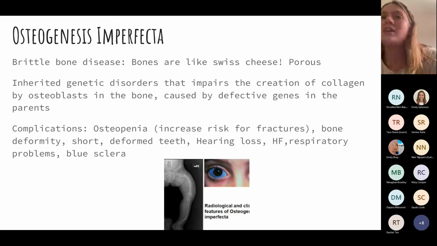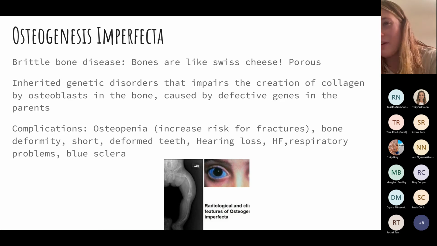Osteogenesis imperfecta, this is our brittle bone disease. So our bones are porous. Fortunately, this is a genetic disorder. So unlike osteoporosis, it is a genetic issue. It's not necessarily because of diet, immobility, etc. But essentially, these patients are having a hard time creating collagen. Collagen helps us make our bones a lot more solid. So major complications: osteopenia, brittle bones, fragile bones.